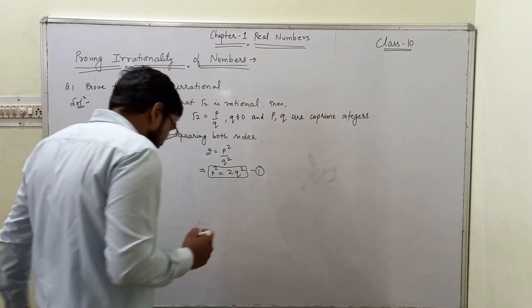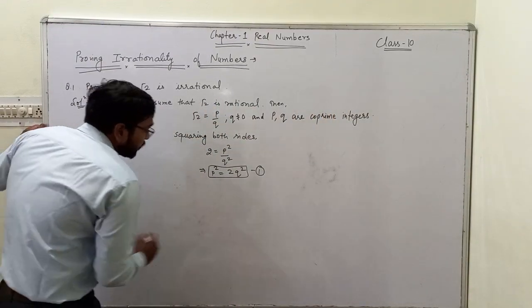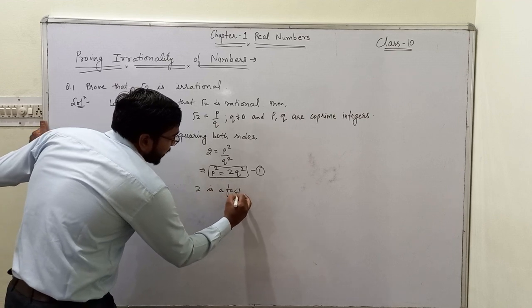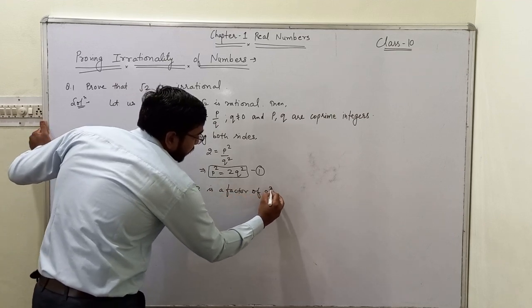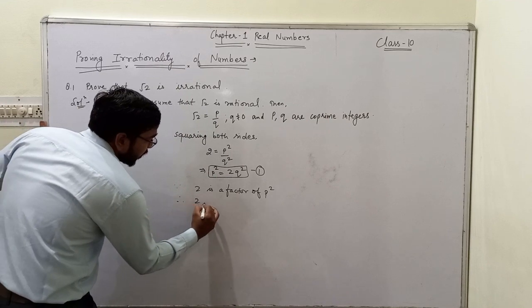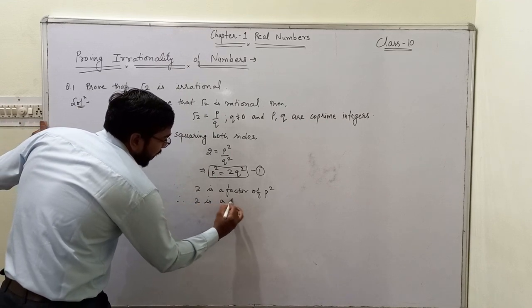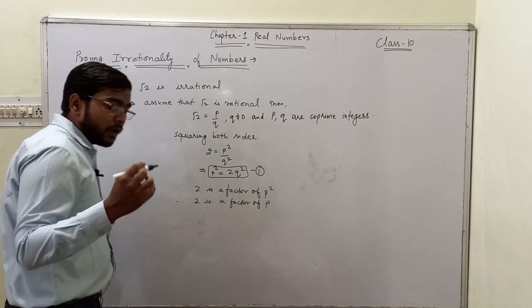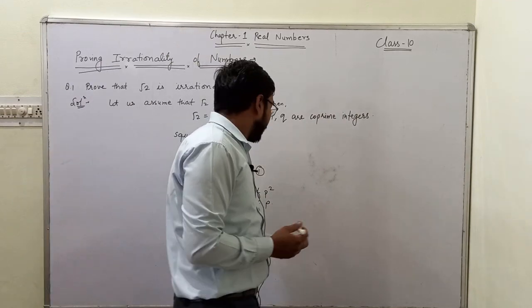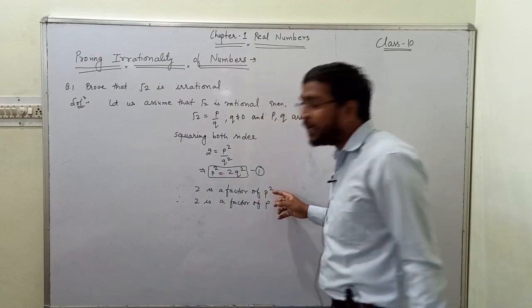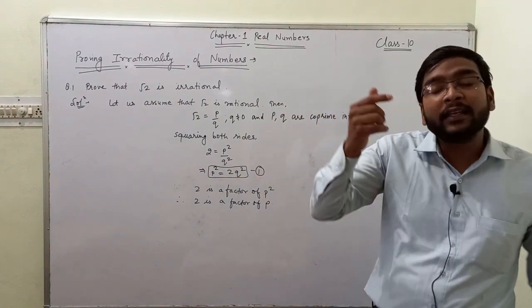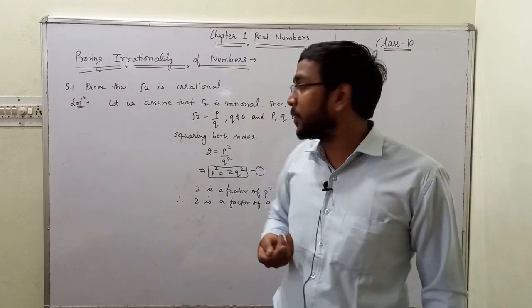So since 2 is a factor of p square, therefore 2 is a factor of p. Always remember that here p and q were co-prime integers, that they could not be reduced any further.